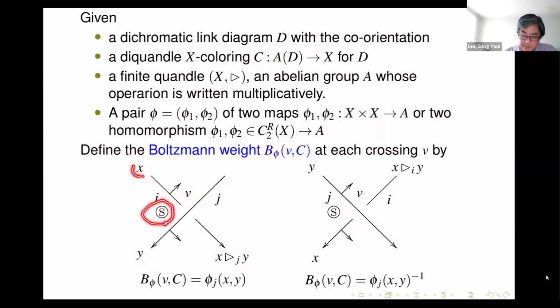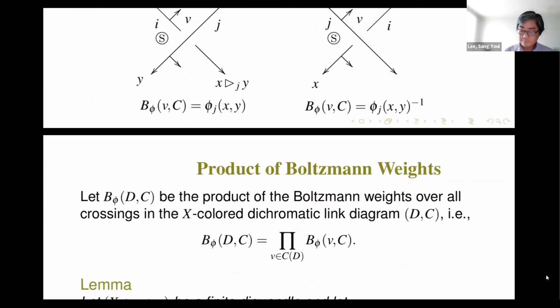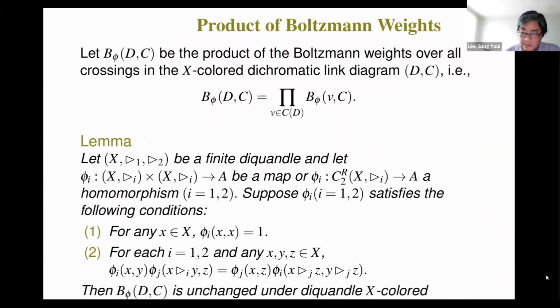This is a source region, and x and y are the colors of the adjacent edges of this source region. Then we compute phi_j(x, y). We evaluate phi_j, the given map phi_1 or phi_2, at these two colors. Okay? Similarly, for a negative crossing we evaluate, and here is the crossing sign. Then the product of all these vertex weights is denoted by this notation, B(phi, D, C).